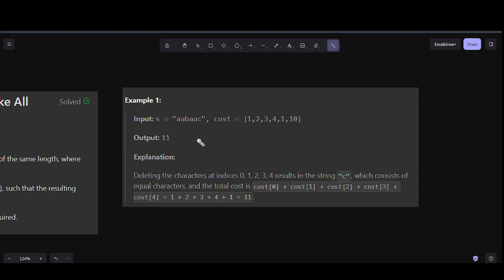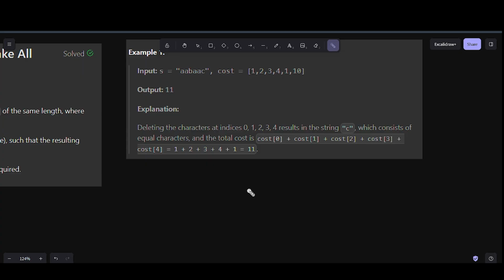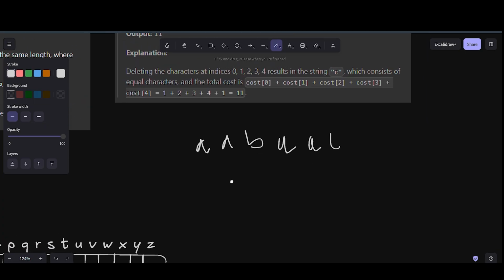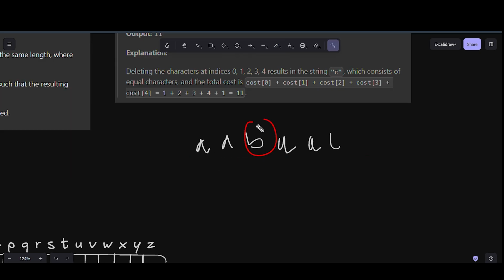So what do we need to calculate here? We need the minimum cost. Here is the first a, at index 0. If we want to delete this a, we need to pay the cost 1. Similarly, if we want to keep b in the string, we have to delete all the a and c and add up the cost of those characters. Let's take the example: a, then b, then again a, then again a, then c. We can only keep either all a, only b, or only c.